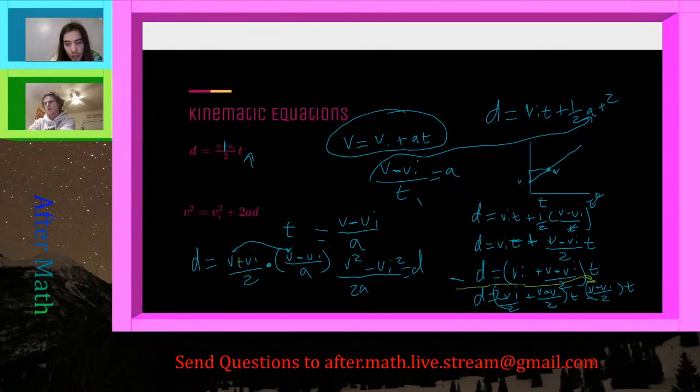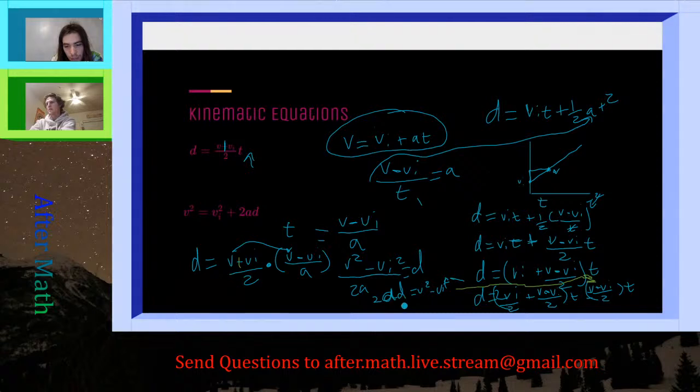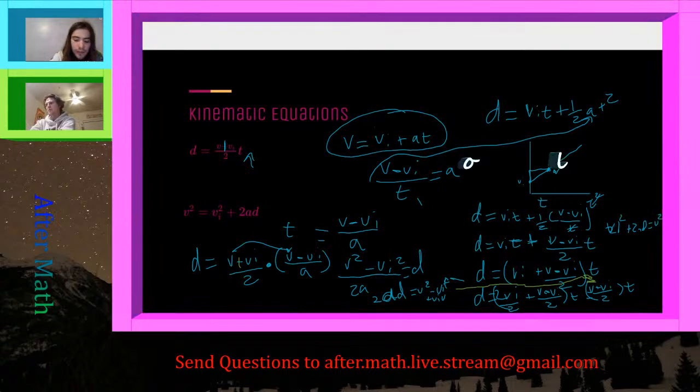And so then from there you multiply this to that side, so you get 2ad equals v squared minus vi squared, and then you can flip it, or you can add vi squared to both sides. I'm running out of room here. I'm going way over to the far right, and you get vi squared plus 2ad equals v squared, and that is now solved. We did it.